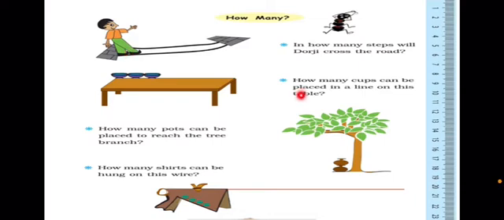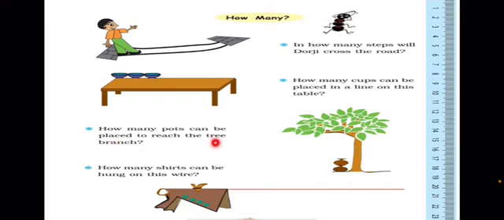How many cups can be placed in a line on this table? So on this table you can see there are 3 cups, but if there is a difference in the shape and the size of the cup, so the measurement can change. So we have to have the actual measurements, and for that we need to use a proper standard unit.